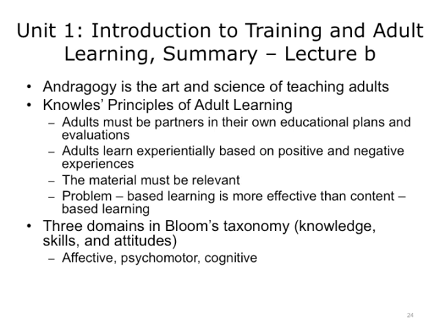The summary of the lecture is that number 1, the Knowles principles of adult learning can be used as a guide to help you select appropriate learning resources, exercises, and training experiences. And number 2, adults learn experientially based on positive and negative experiences. Training material must be relevant, and problem-based learning is more effective than content-based learning. When designing training, you should think about how each outcome may be classified in one of 3 domains of Bloom's taxonomy: affective, psychomotor, and cognitive or knowledge, skills, and attitudes.